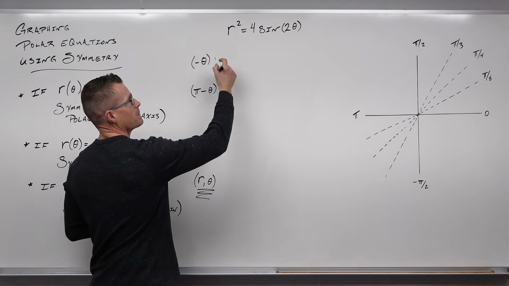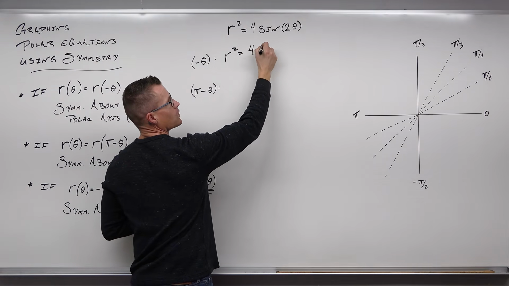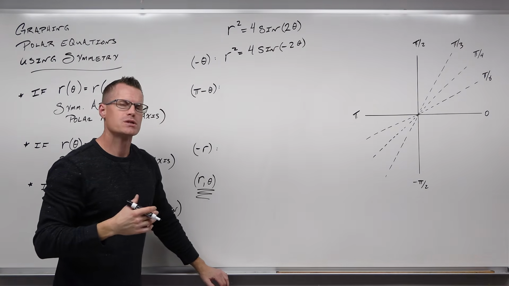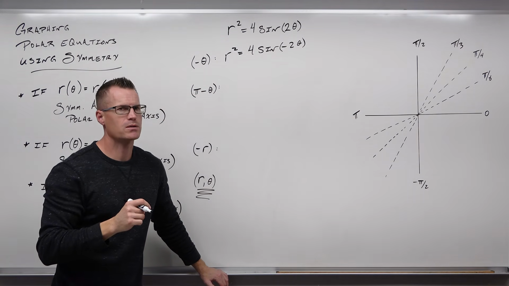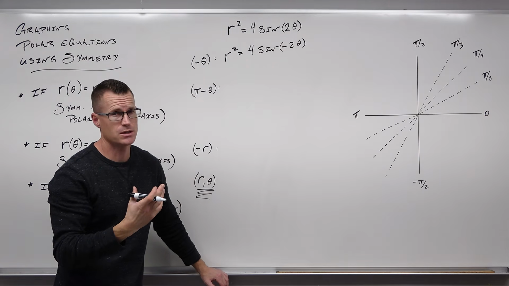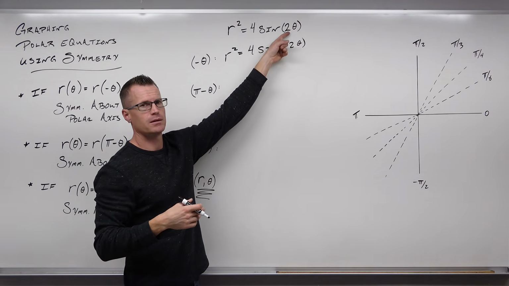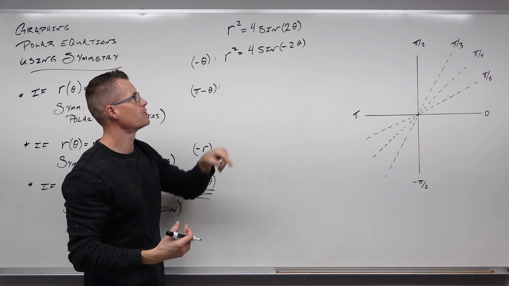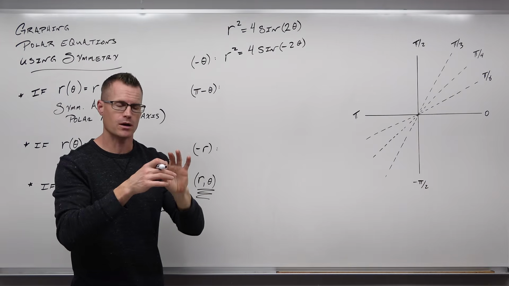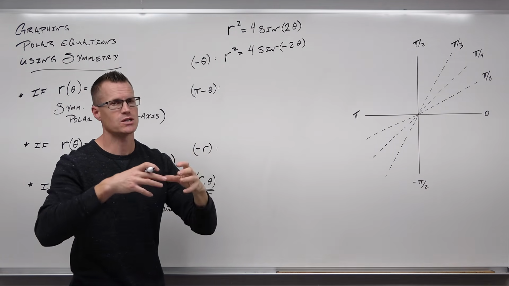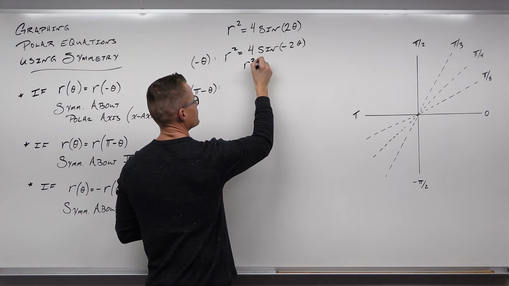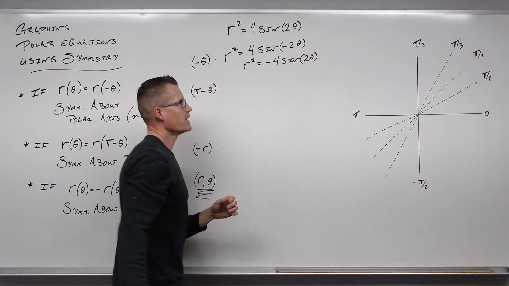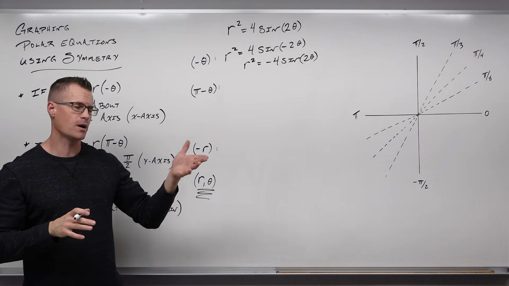So if we're going to evaluate, then r squared equals 4 sine of negative 2 theta. And most of the time, when you get used to this, you can do them in your head just by the nature of what sine and cosine do. If I change the sign in an odd function, it's going to change the sign of my function. So this would be negative 4 sine 2 theta, because sine's odd. Opposite inputs give you opposite outputs. Change the sign of your argument, change the sign of your function. And what that means is this is probably not symmetric about the polar axis.